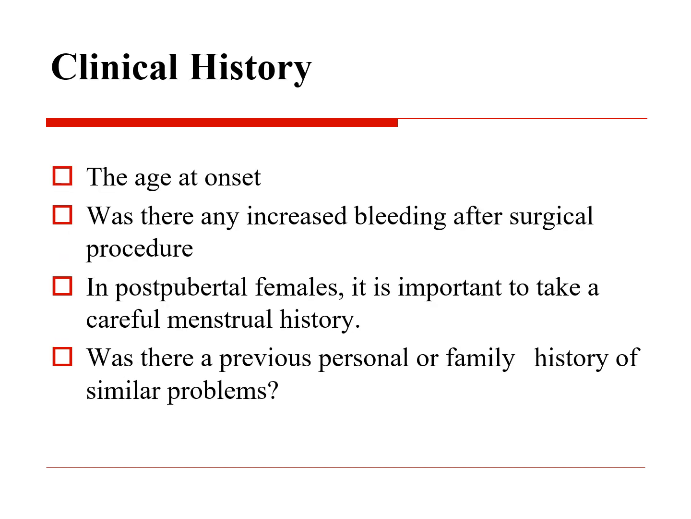The age at onset of the first attack of bleeding. Was there any increased bleeding after a surgical procedure like circumcision, dental extraction, tonsillectomy, or others? In a post-pubertal female, it is important to take a careful menstrual history. Was there a previous personal or family history of similar problems? Is there any chronic disease or chronic use of certain medications, like non-steroidals or anticoagulants?